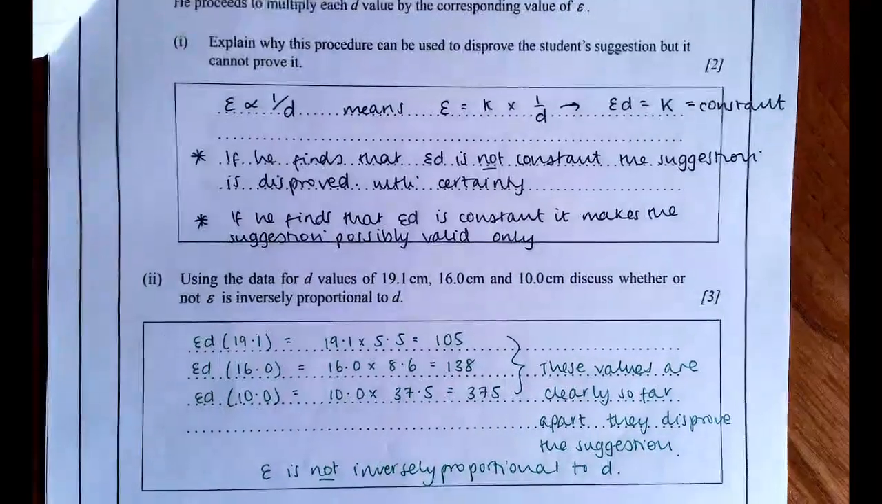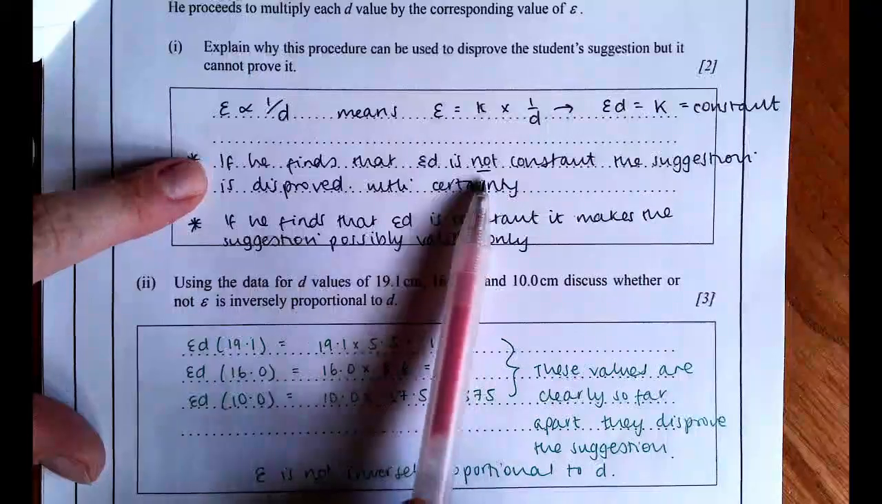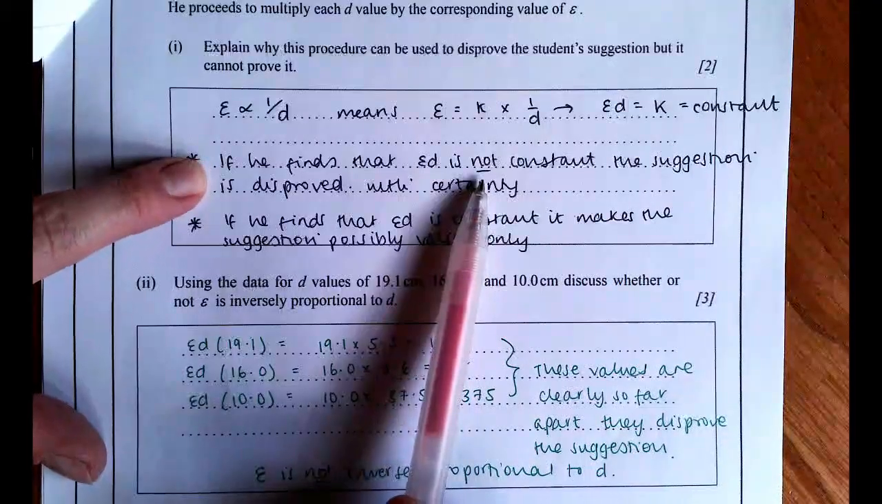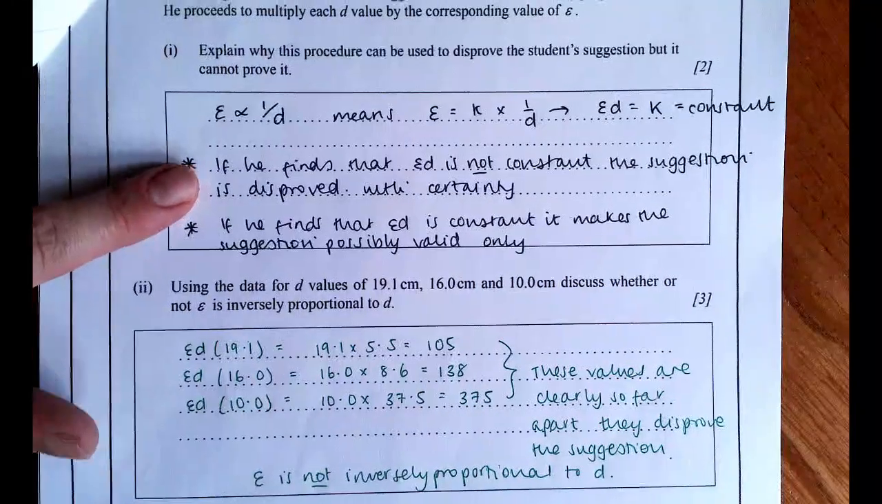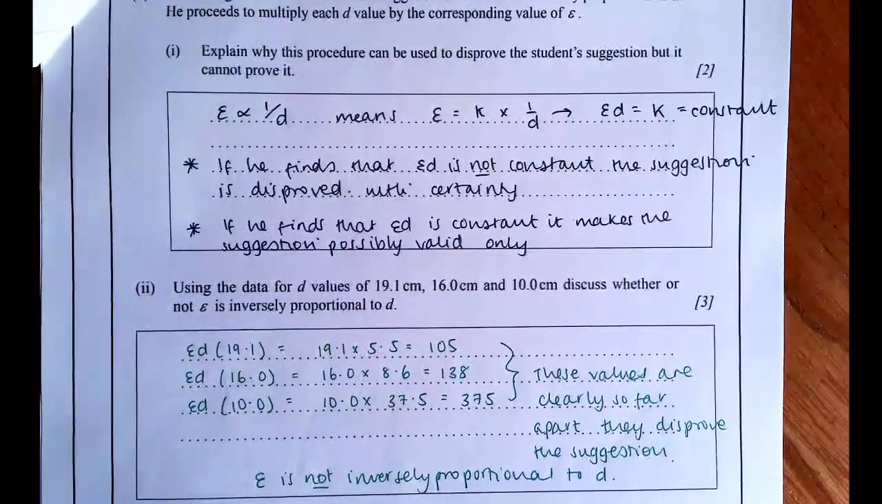Sorry, I should slow down. So the 2 marks come from explaining why you can prove it's not constant, so when you multiply the 2 together, but also then explaining that if the values are constant, it makes a suggestion that it's possibly valid, but it doesn't absolutely prove it.